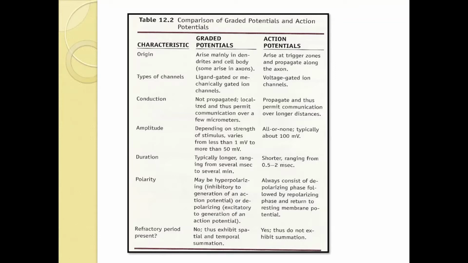Where does it come from? The origins: graded potential arises from the dendrites and cell body. Action potential triggers at trigger zones and propagates along the axon. Type of channels: graded potential uses ligand-gated and mechanically gated ion channels. Action potential uses more voltage-gated ion channels. Conduction: graded potential does not propagate. Action potential propagates, and that's why it communicates over long distances.